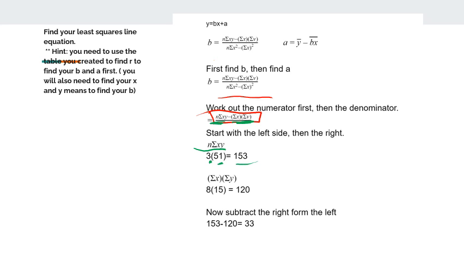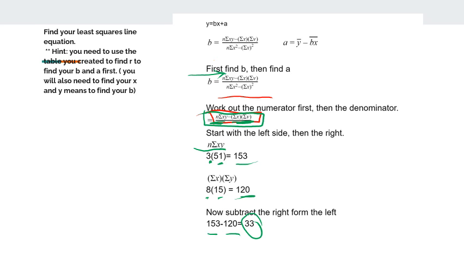Next, the second part, or the part on the right, is the sum of x's, which gives us 8, and then the sum of y's, which gives us 15. So you just multiply the two and we get 120. And then all we have to do, remember, is subtract them, because look at the formula. So 153 minus 120 gives us 33. So we already have the top part. The top part is 33.